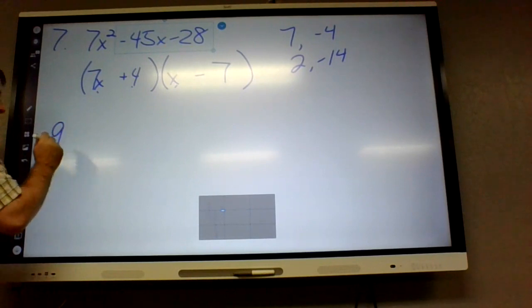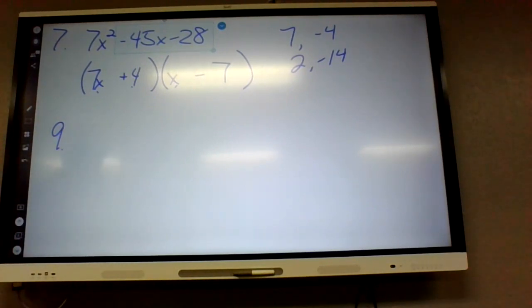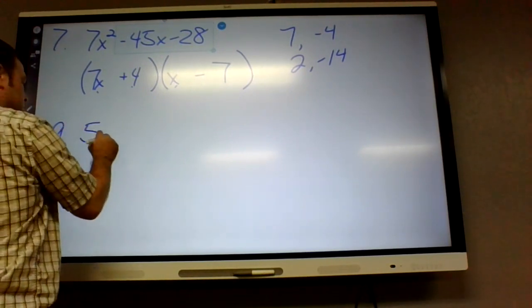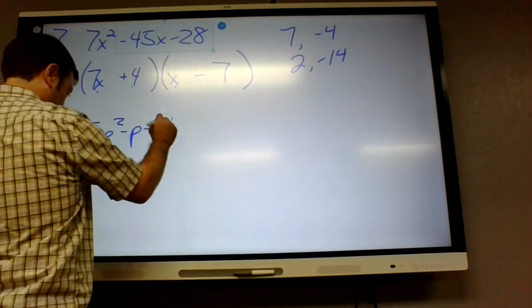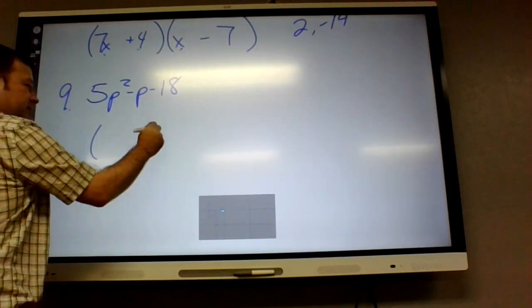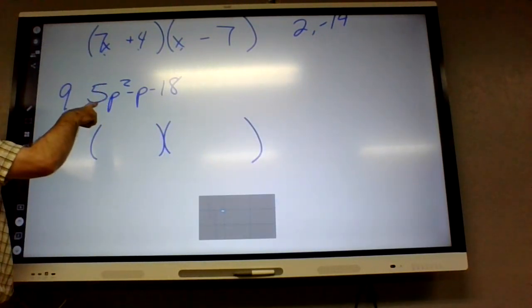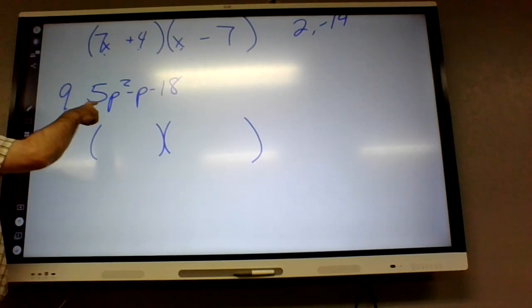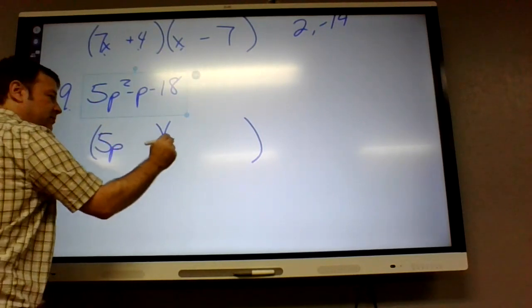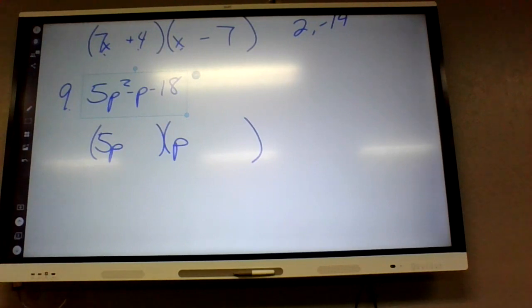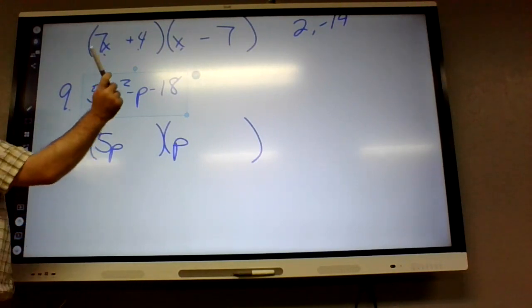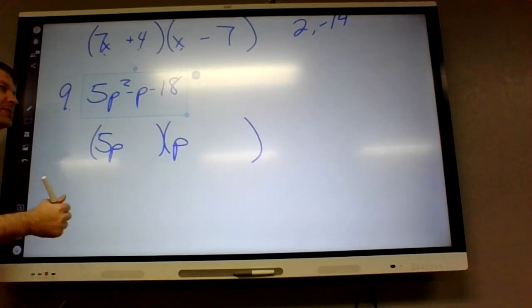Okay, last one. They're being a little bit nicer to us than yesterday because when they put a prime on the front, there's only one thing that goes into that. What goes into 5p squared? 5p. 5p times p. That's like the only option. Yesterday we had like 4x squared, so it could have been 4x and x, or 2x and 2x. That made it harder to figure out. In the back, what goes into negative 18? Got a couple options here.